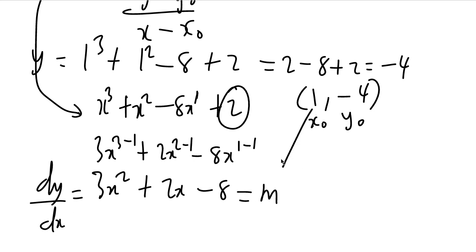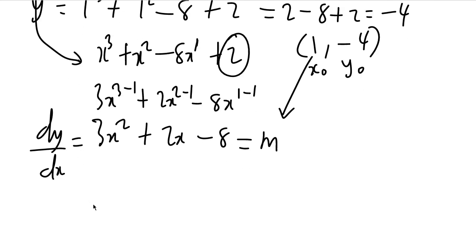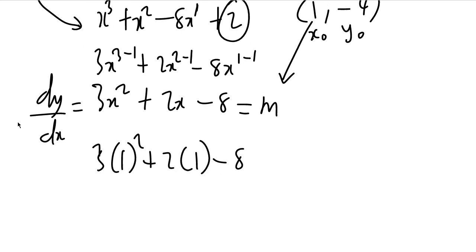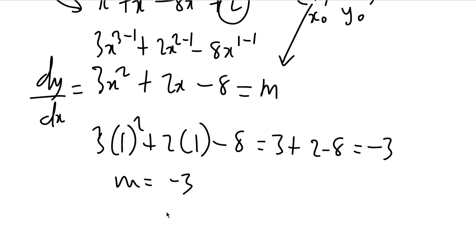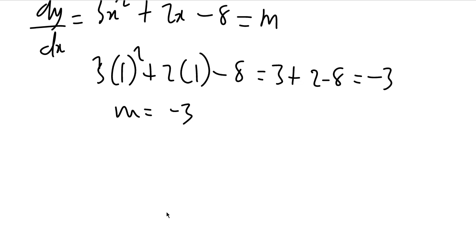But in this case, what is x? Is what? 1. So anywhere you see x, substitute 1. So what's that going to be? 3 into 1 squared plus 2 into 1 negative 8, and then 3 into 1 squared is 3, 2 into 1 is 2, that will be 3 plus 2 negative 8, and 3 plus 2 is what? 5 minus 8, that is negative 3. So this is your m. m is negative 3, which is the gradient at x equal to 1.